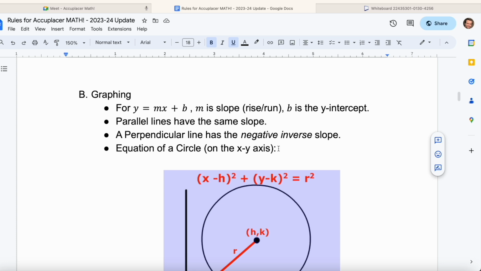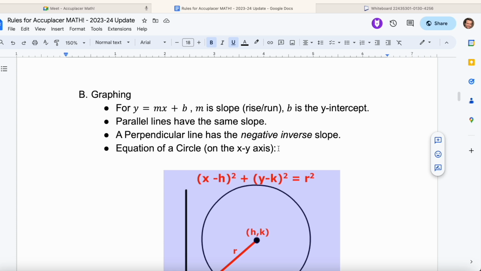You finding it? You said B as in on the rules document. Okay, I was trying to figure out how to get back. Oh, the circle. Yeah, it's right above the circle. It's not the graphing circle.